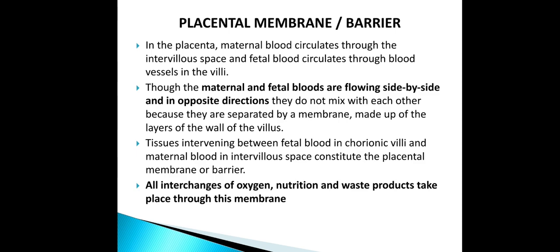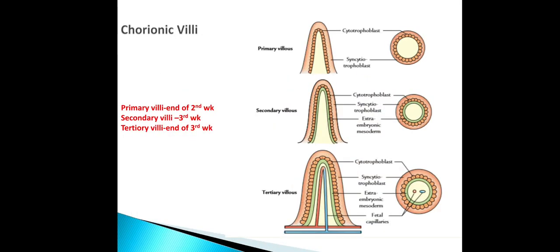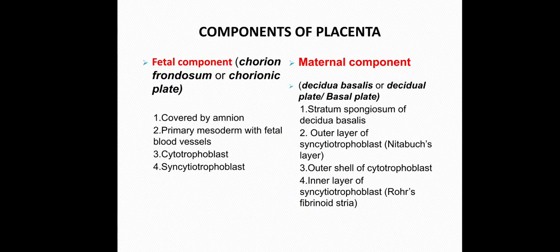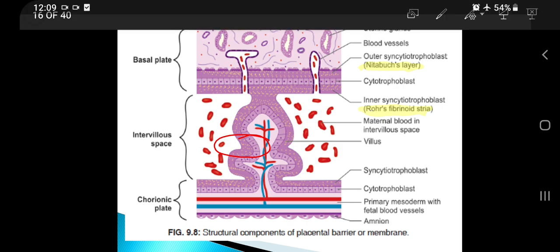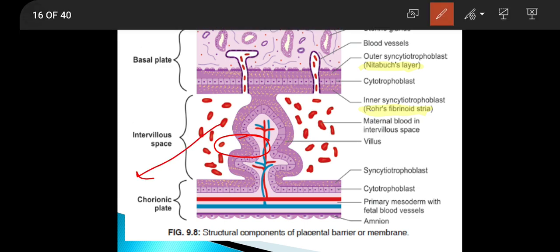So now what is the placental barrier or the placental membrane? It is the membrane or the barrier which is separating the fetal blood and the maternal blood. So in this diagram you can see that fetal and maternal blood are separated by, this is the intervillous space, this is the intervillous space which contains the maternal blood, and in the center this is the fetal blood, and they are separated by the wall of the chorionic villi.